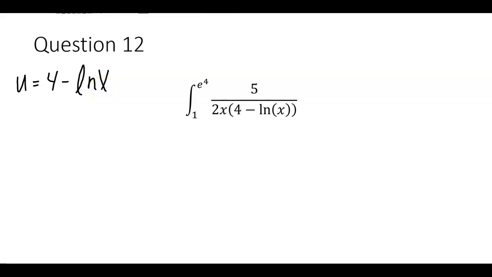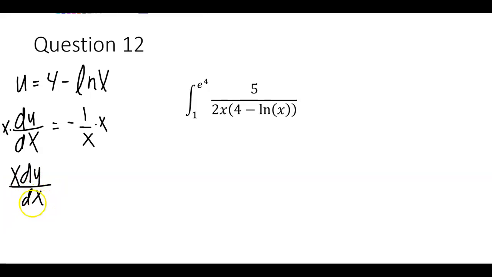All right, and then we'll go ahead and find our du dx. Now the derivative of 4 goes away. The derivative of ln is 1 over x, but there is that negative in the front, so we have negative 1 over x. And now we want to get dx by itself, so what I would do here is multiply both sides by x. Then I'd multiply both sides by dx.